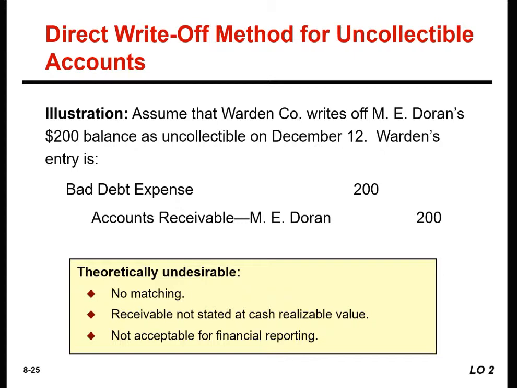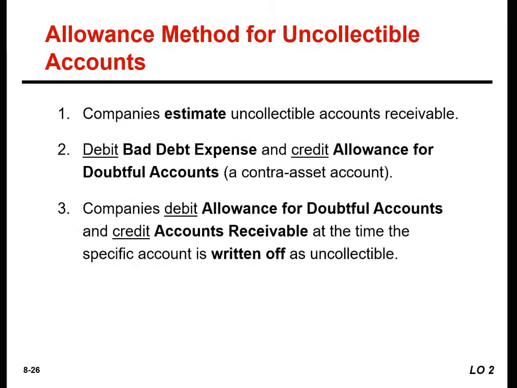The use of the direct write-off method can reduce the usefulness of both the income statement and the balance sheet to outside users. And unless bad debt losses are insignificant, the direct write-off method is never acceptable for financial reporting purposes for companies that are underneath GAAP jurisdiction. Companies that are underneath GAAP jurisdiction have to use the allowance method for uncollectible accounts.